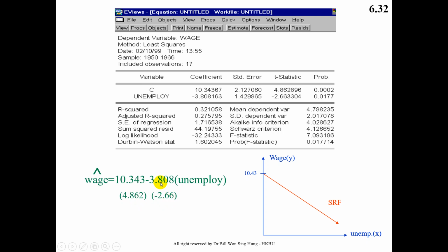Remember, when the coefficient of the variable is minus, its t value will also be minus, because the standard error is positive, and if we divide this minus 3.8 by 1.4, which is positive, then the t statistic will be negative, minus 2.66. So that is why the slope of this line is negative.